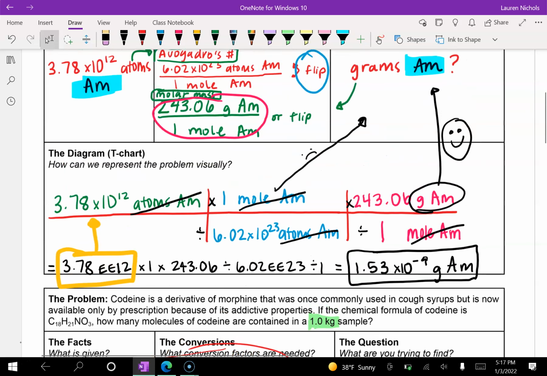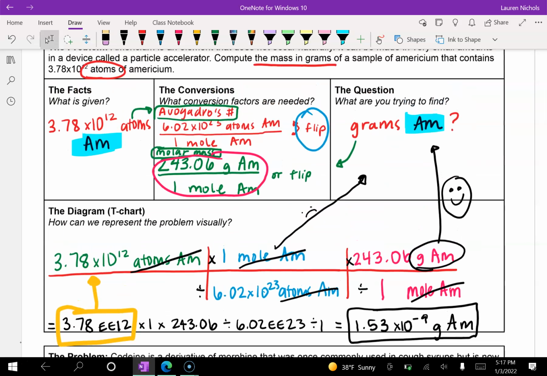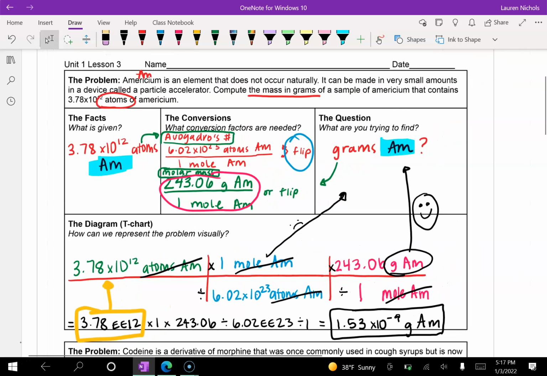But this was an example of a two-step dimensional analysis problem because we used both Avogadro's number and molar mass in the same problem. If you want to see some other problems worked out, you can come to tutoring, ask in class, or there are lots of other videos on this YouTube playlist that you can check out.